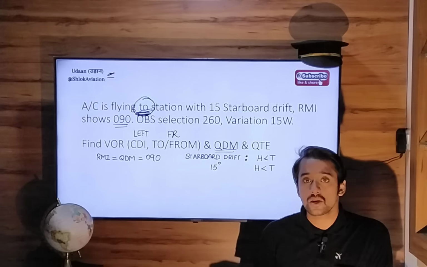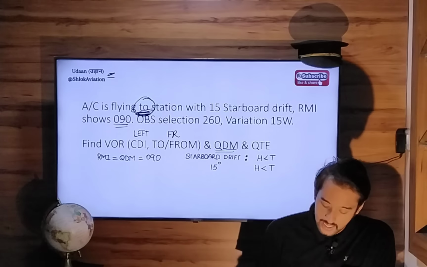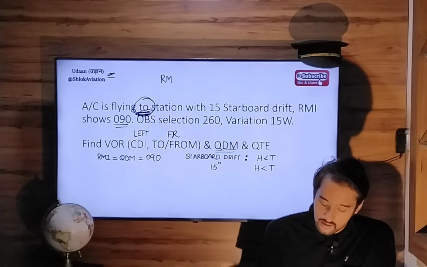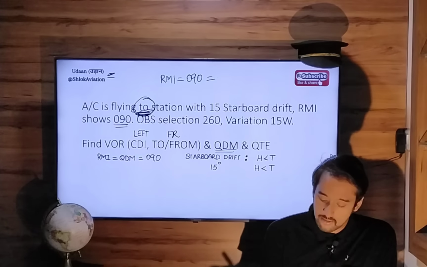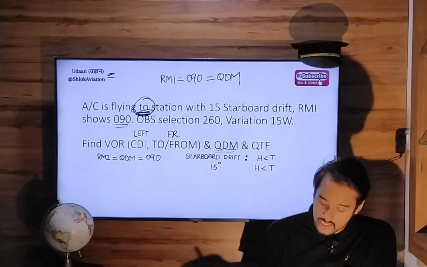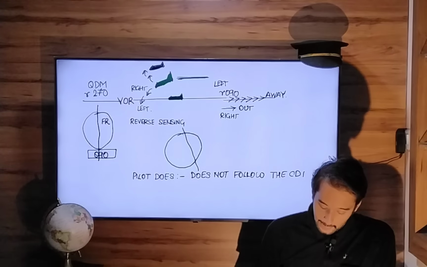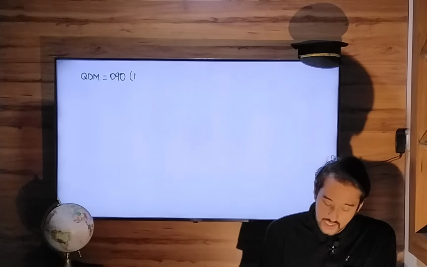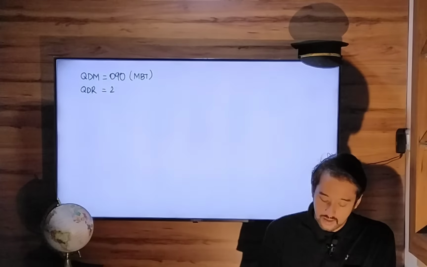Next, what is QDM? QDM is magnetic bearing to the station. So magnetic bearing to the station is directly given to you by the RMI, which is 090. That is nothing but your QDM. QDM is 090, magnetic bearing to the station. Magnetic bearing from the station will be the reciprocal of that. We call it QDR.